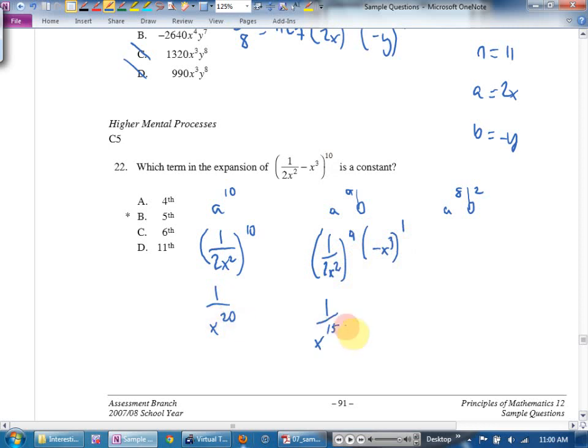Okay. If I did that over here, I would find them going up by 5s. I would say this. First term, 1 over x to the 20th, 1 over x to the 15th, 1 over x to the 10th, 1 over x to the 5th, 1 over x to the none. You know when there's no x's? 5th term.